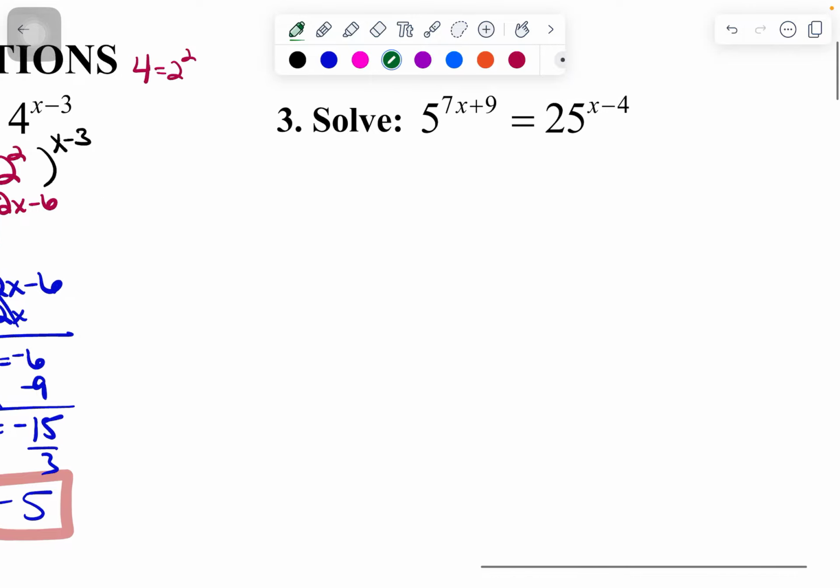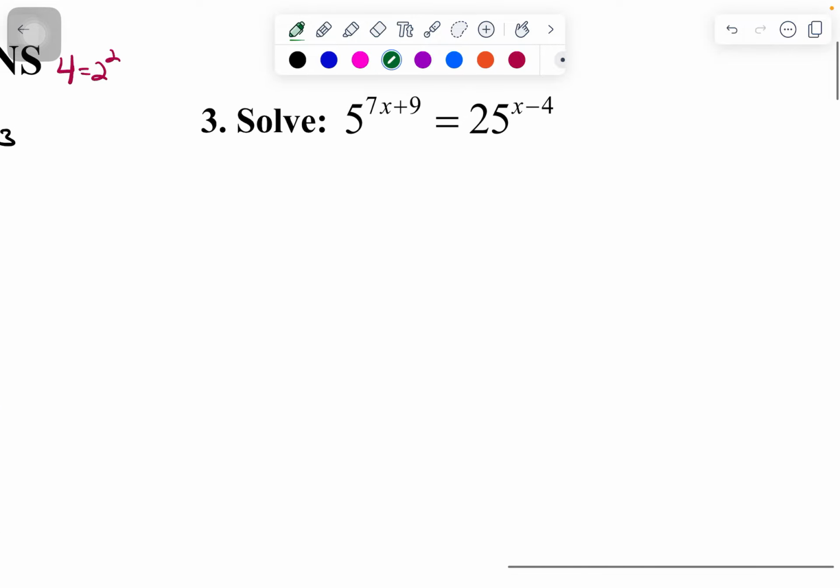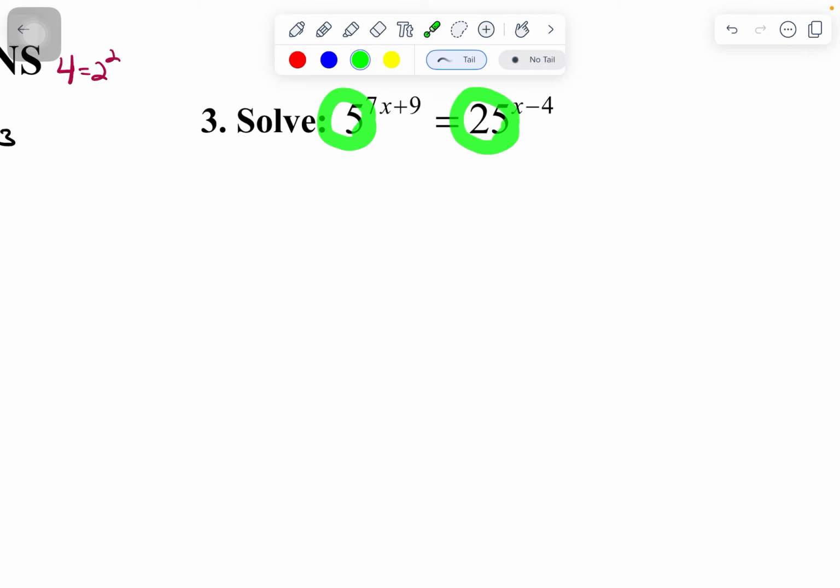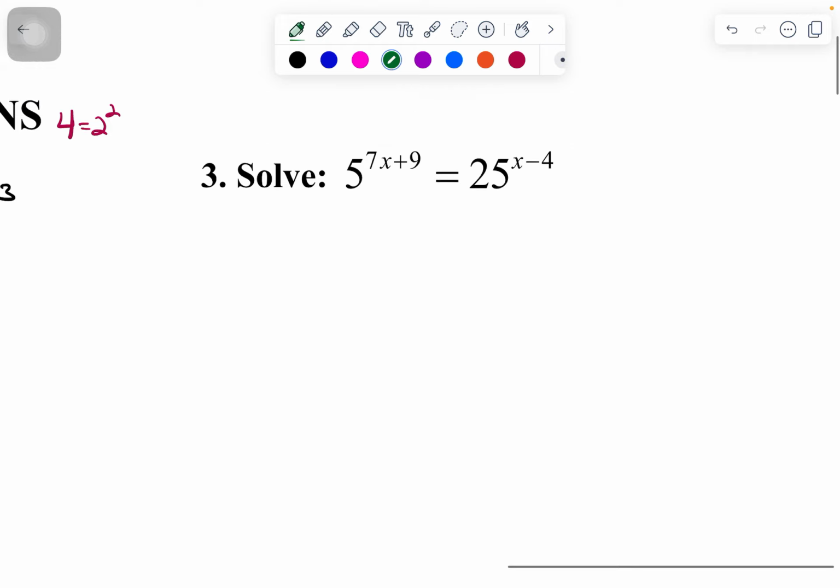All right, last but not least, for question number 3, we've got the same process. I have a base 5 and a base 25, and I need those to be the same. So the first thing I always look to do is to see if I can take the larger base, 25, and turn it into a base 5. So can I think of 5 to some exponent that equals 25? And the answer is yes, it's 5 to the second, right? 5 squared.